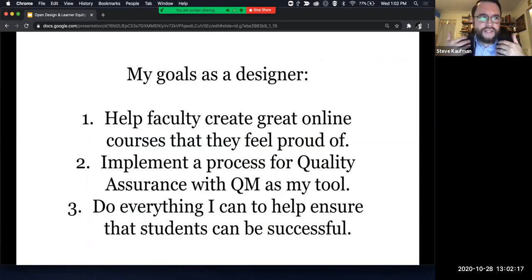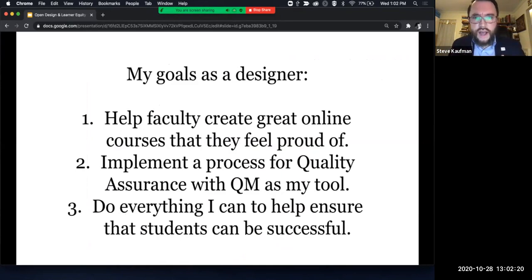So my stake in the game here, my goals as a designer are to help faculty create a great online course that they feel proud of, right? That everybody wants to have a great first exposure to online for their learners. I don't know anyone on the call that would say, I'm not concerned about student success, right?